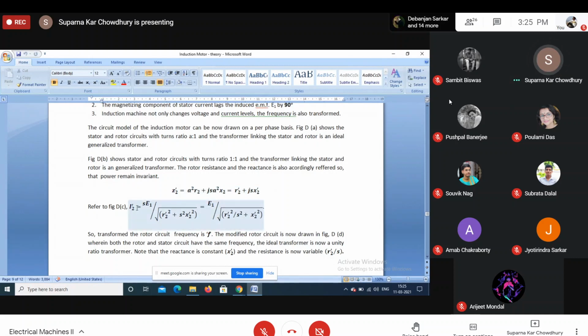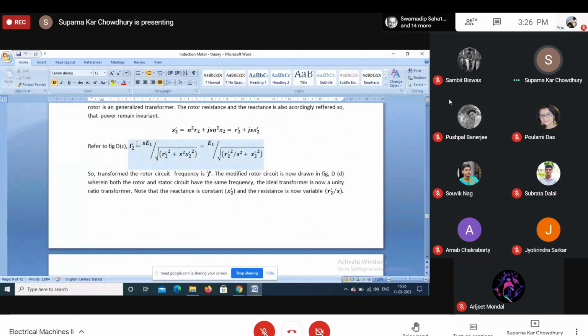Now the secondary current I2 dashed will be the voltage induced divided by the impedance. So if we take this S outside, inside we will have R2 dashed by S square plus X2 dashed square. Now when we take it outside, it is S over root over, so it will be S. So this S cancels out. So we have the equation E1 by root over of R2 dashed square by S square plus X2 dashed square. So look into this equation.